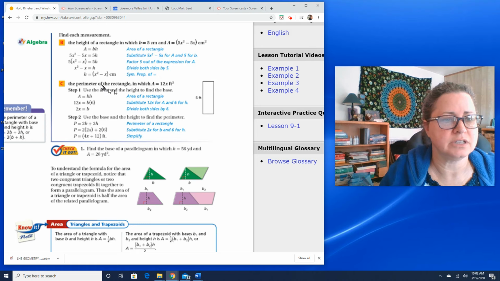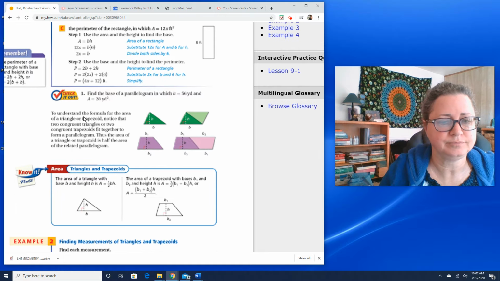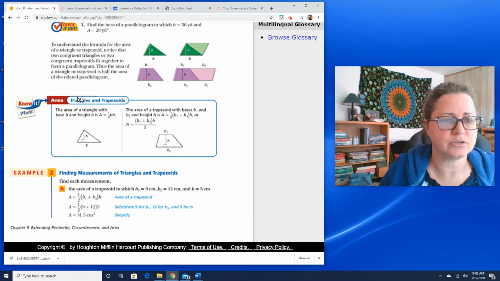Now here's the perimeter of a rectangle in which the area is 12x feet, and this diagram actually belongs to this problem. Again, look, they use the formula. They substitute into the formula. They figure out the base that way. You're going to have some different kind of stuff to do. It's not your old area equals length times width anymore. Sorry. Okay. Then they get into triangles and trapezoids.